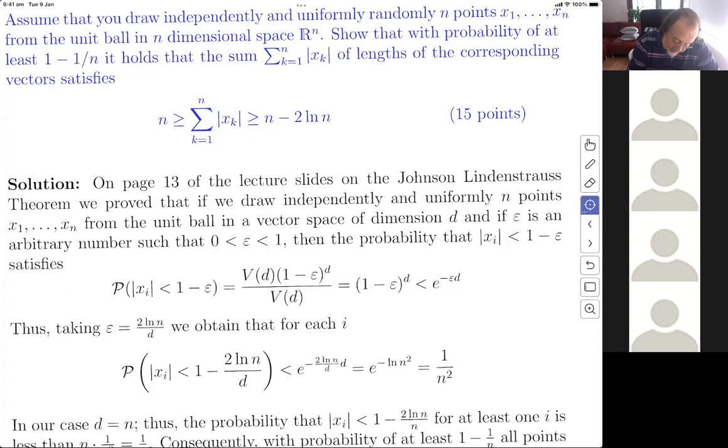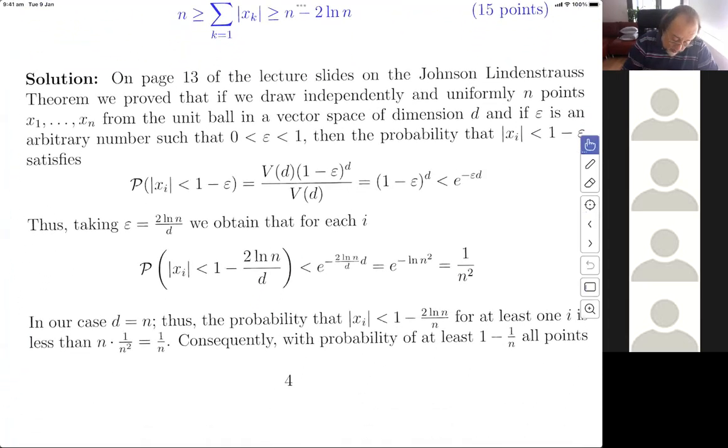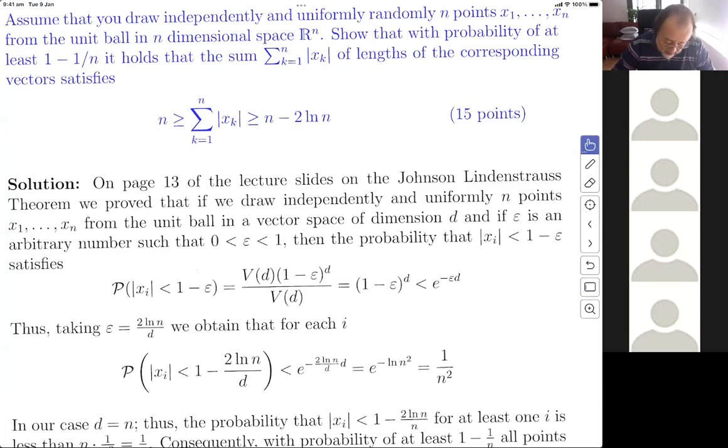Now, in our case, d will be equal to n, but we can keep it as d for now. You take epsilon equals 2 ln n divided by d, as we did in the slides. And we obtain that for each i, the probability that the length of the vector is smaller than 1 minus 2 ln n divided by d is smaller than 1 over n squared. And you can now just instantiate d equals n.